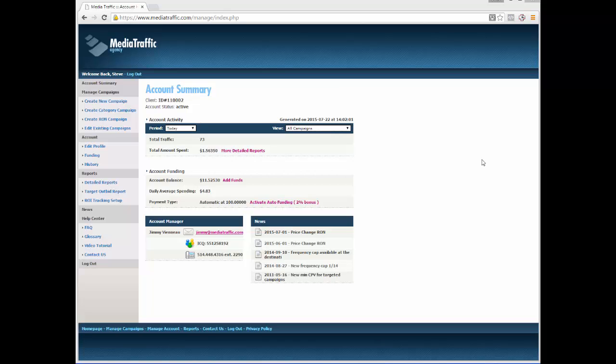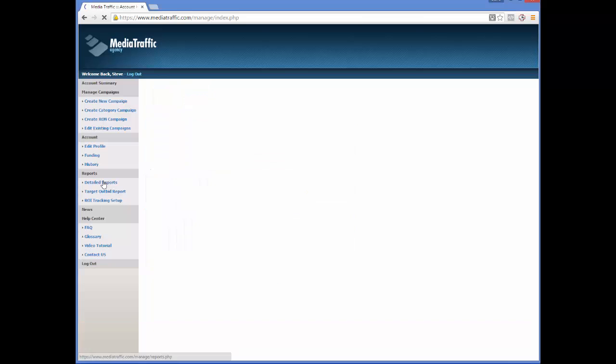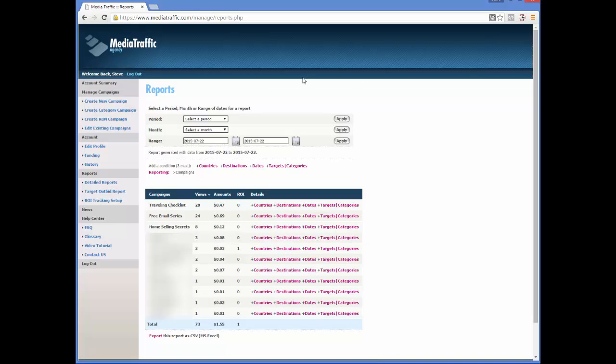So we're on our initial starting page here. And what we're going to do, there's 2 ways to look at our reports, and that is either through detailed reports here beside the total amount spent, or under reports on the left hand side, detailed reports. Either gets you to the same page. So here we see our campaigns, and this is showing for today.